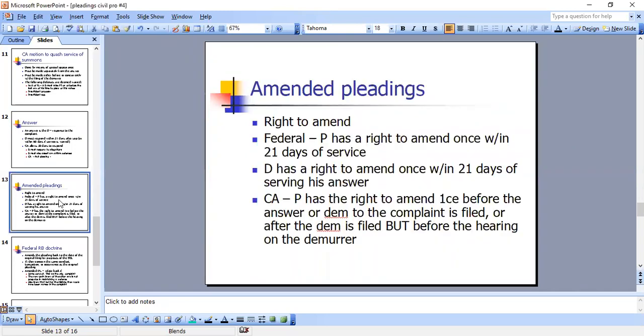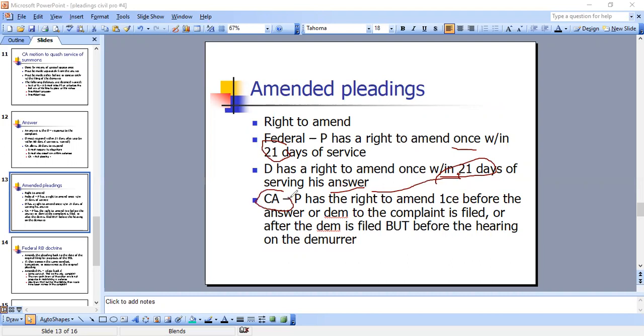Amended pleadings. Can they amend a pleading? Yes. Right to amend. In federal court, the plaintiff has a right to amend once. This is important because I see this on MBEs. Once within 21 days of service. Federal: the defendant has a right to amend once within 21 days of serving his answer. After he serves his answer, he has 21 days to amend it once.